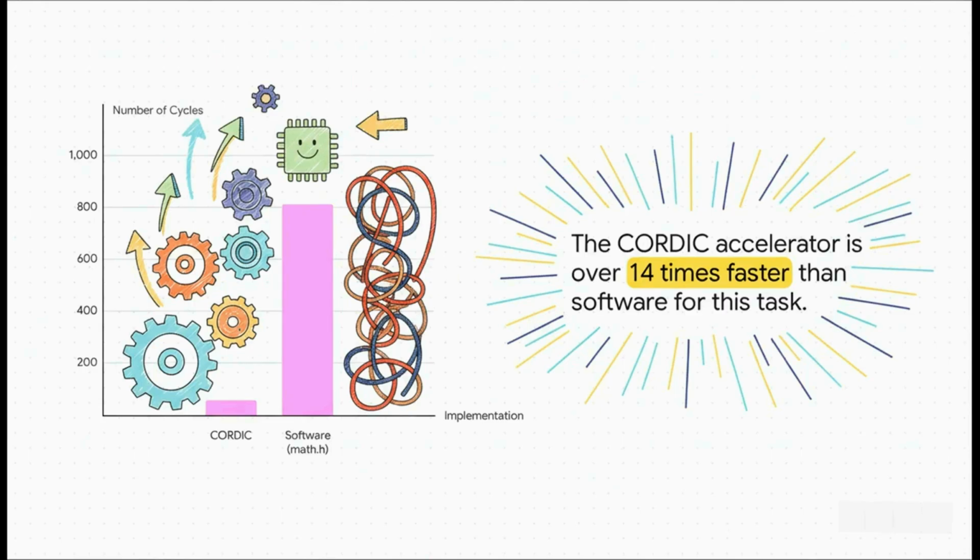And just look at the difference. A standard software library takes over 800 clock cycles to do a polar to rectangular conversion. The Cortex hardware does the exact same job in just 58 cycles. That is over 14 times faster. And while it's working, the CPU is completely free. This is the magic of hardware offloading.